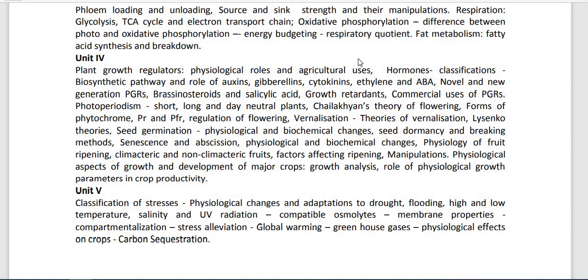It will be less than 1, more than 1, and for some of them it will be 0. So you have to know what the respiratory quotient is and what the respiratory quotient is for carbohydrates, fats, organic substances, protein, etc.